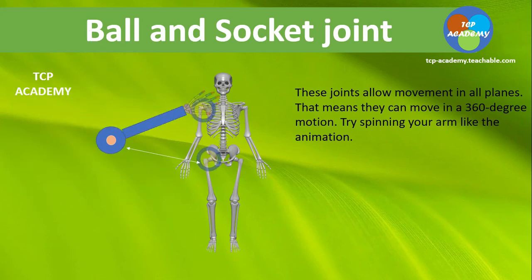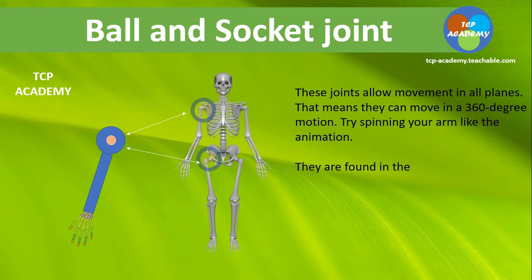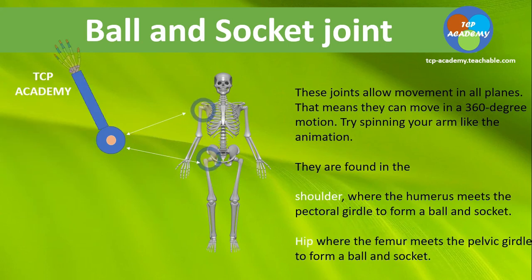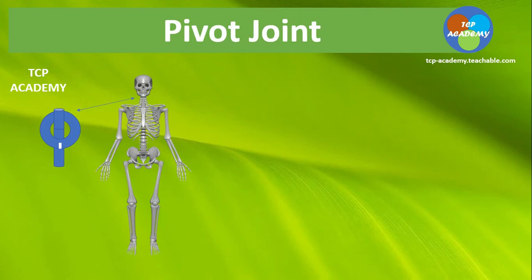That means they can move in a 360-degree motion. Try spinning your arm like the animation and you'll understand. They are found in the hip and the shoulder region. In the shoulder, they are found where the humerus meets the pectoral girdle to form a ball and socket joint. And in the hip, they are found where the femur meets the pelvic girdle to form a ball and socket joint. So yes, this is referred to as the ball and socket joint.